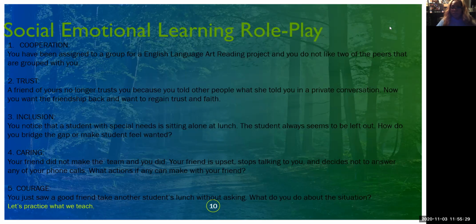Courage. You just saw a good friend take another student's lunch without asking. What do you do about the situation?